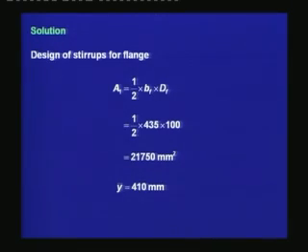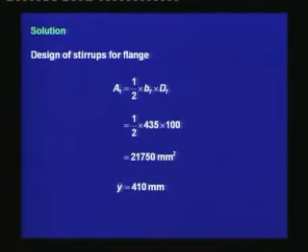Next, we are designing the stirrups for each flange. First, we are calculating the area of half of the flange. A1 is equal to half of BF times DF, which is half times 435 times 100, gives A1 equal to 21750 millimeter square. The distance of the centroid of A1 from CGC is equal to 410 millimeters.